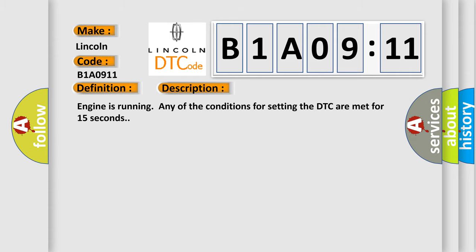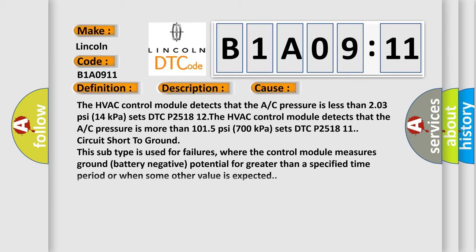Engine is running, and any of the conditions for setting the DTC are met for 15 seconds. This diagnostic error occurs most often in these cases. The HVAC control module detects that the A/C pressure is less than 203 psi (14 kilopascals), sets DTC P251812. The HVAC control module detects that the A/C pressure is more than 1015 psi (700 kilopascals), sets DTC P251811. Circuit short to ground. This subtype is used for failures where the control module measures ground, battery negative potential, for greater than a specified time period or when some other value is expected.